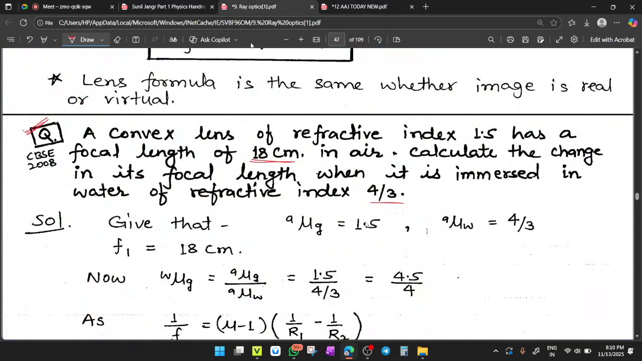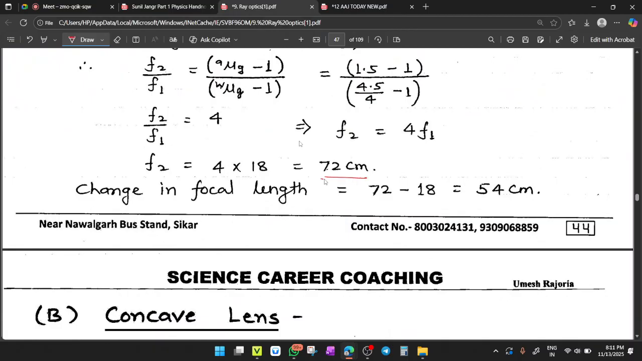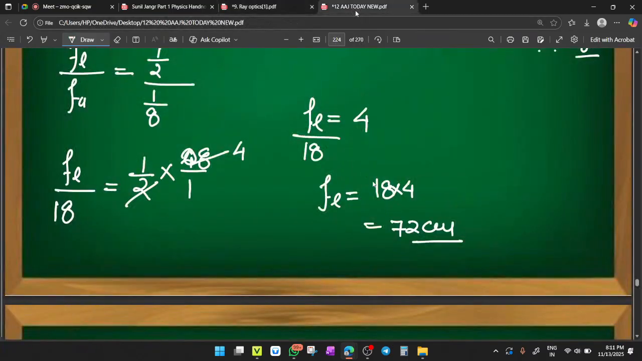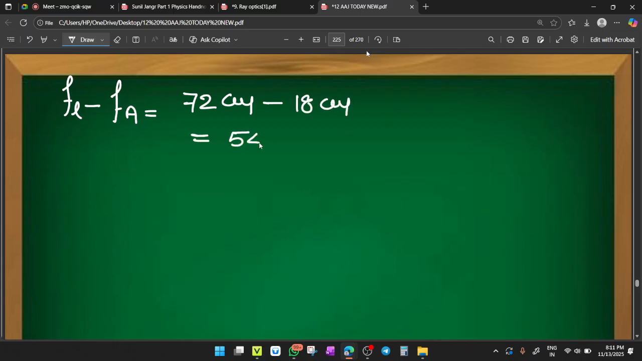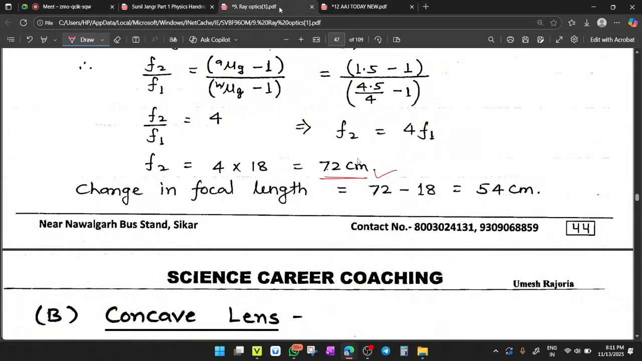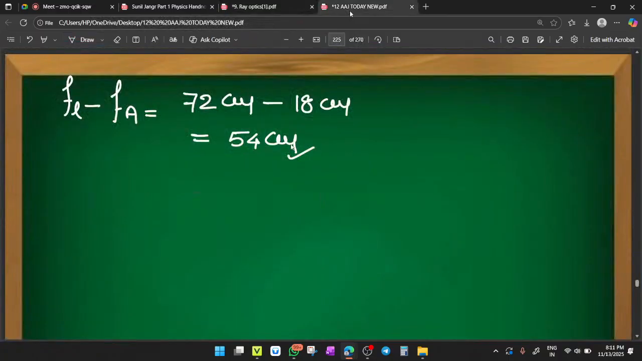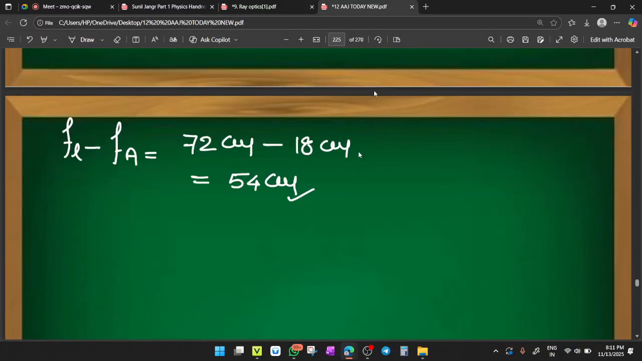Let us check the answer. Yes, correct. So it is equals to 72 centimeter. But the question asks what is the difference between the old focal length and new focal length in both the mediums. So the new focal length in liquid medium is 72 centimeter, and previously in air it was 18 centimeter. So your answer equals to 54 centimeter. So students, the difference of the focal length here is equal to 54 centimeter.